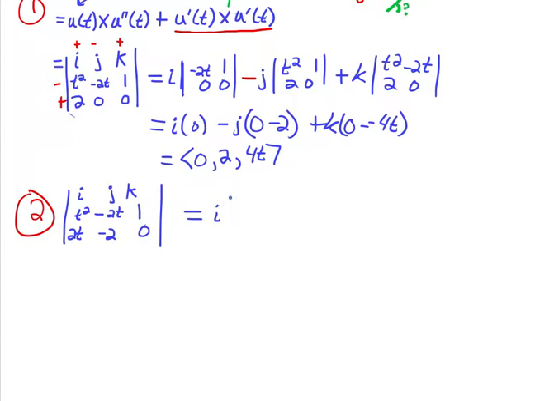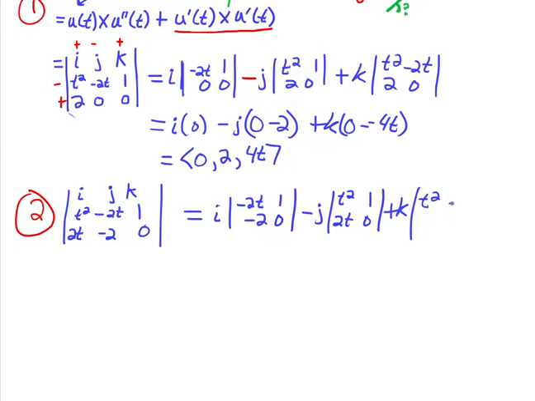So we're going to have i times, if you think about it, it's going to be negative 2t, 1, negative 2, and 0, minus j, and we're going to have t squared, 1, 2t, and 0. Once you're good at this, you really don't even have to write this step down. You'll be doing it so much, but I'm going to do it since we're still warming up. So plus k, and that's going to be t squared, minus 2t, 2t, and negative 2.